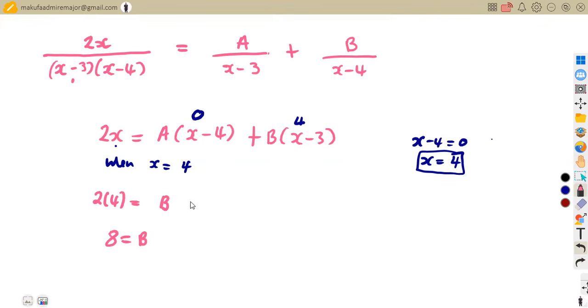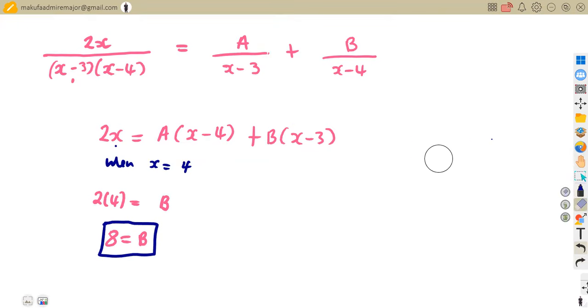So we have obtained the value of B from x being equal to 4. We eliminated the first bracket. We are going to do the same thing on the bracket of x minus 3. We simply let this bracket be equal to 0.